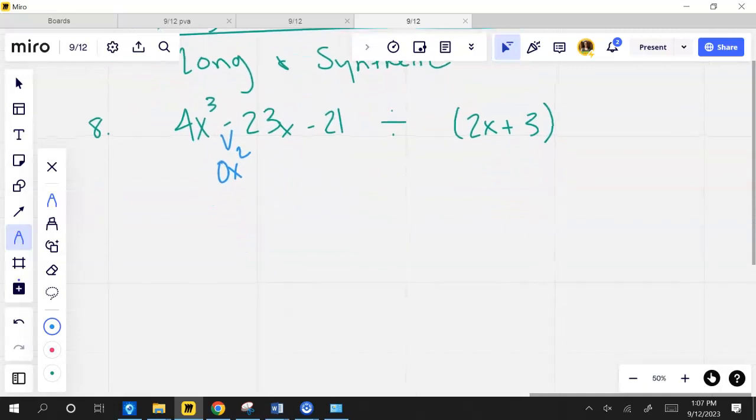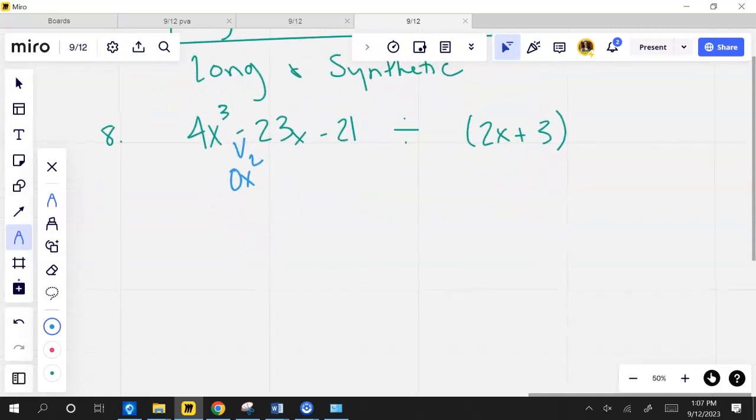So when I set this up, I'm just going to go with it. What I'm dividing by goes on the outside.